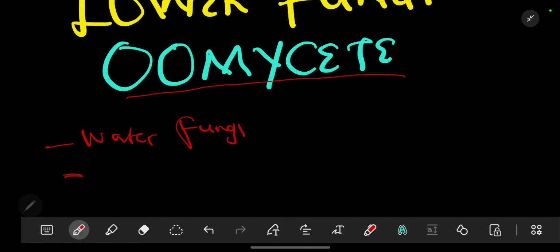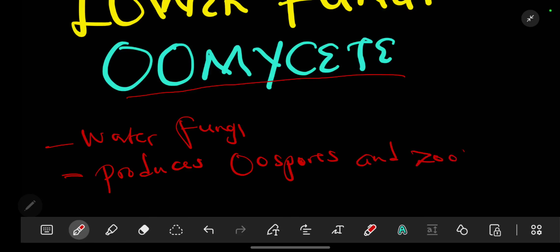The other important thing is the type of spores that it produces, what we refer to as oospores. Oospores are useful in sexual reproduction, and zoospores are useful in asexual reproduction. Unlike Zygomycetes, which produce sporangiospores. So Zygomycete produces sporangiospores, which is very different to zoospores.